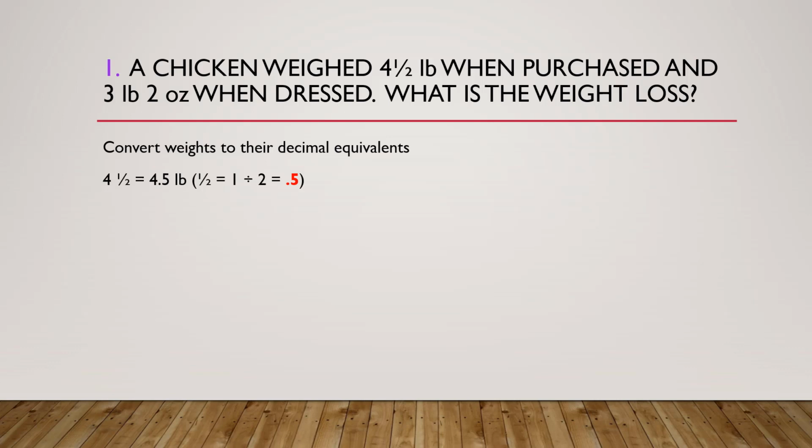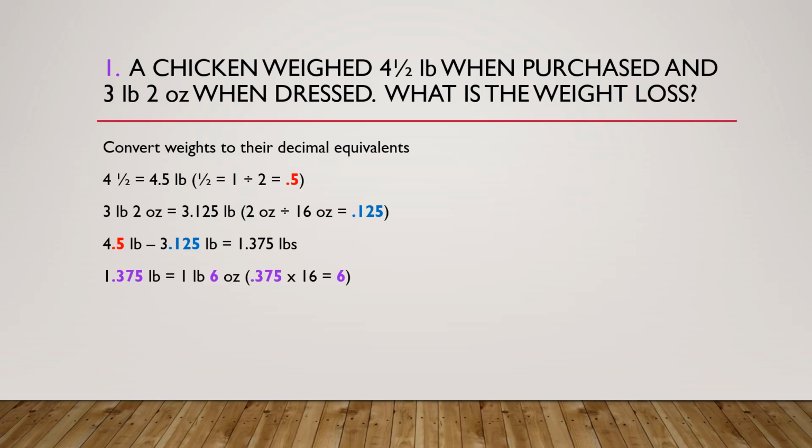So if we take 4 1/2, it equals 4.5 pounds, because 1/2 is 1 divided by 2. That equals decimal 5. We get 4.5 pounds. 3 pounds 2 ounces, well, that's 3.125 pounds, because 2 ounces is 2 ounces out of 16 ounces, or 2 divided by 16, and that equals decimal 125. So you put that together and you get 3.125. So let's take the decimals, the 4.5 pounds. Let's subtract 3.125, the 3 pounds 2 ounces, and that gives us 1.375 pounds.